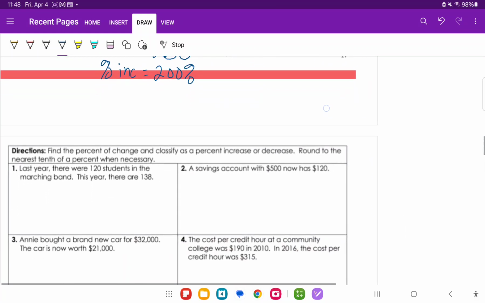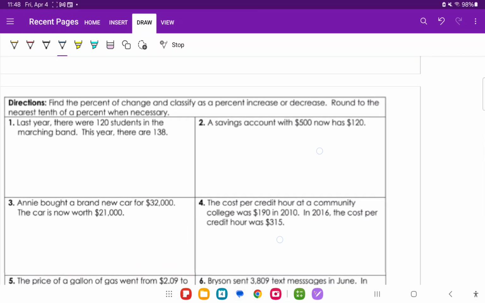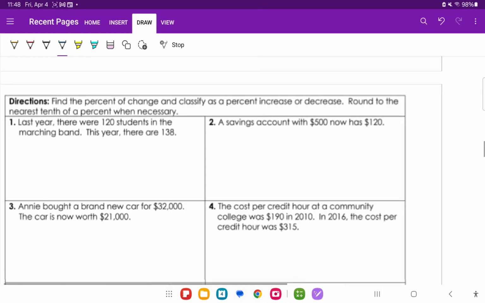All right, let's look at this next section. Find the percent of change and classify as a percent increase or decrease, round to the nearest tenth of a percent. So you can pause the video and work these out if you want to see how you're doing. All right, so there were 120 students in the marching band. This year, there are 138. So that's the original number, right? The original was the 120, and this year, the new number is 138.